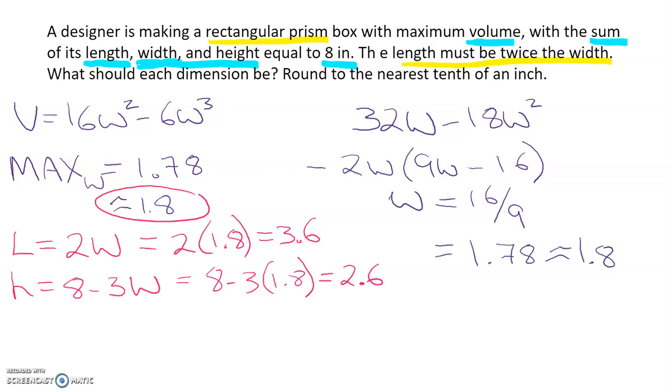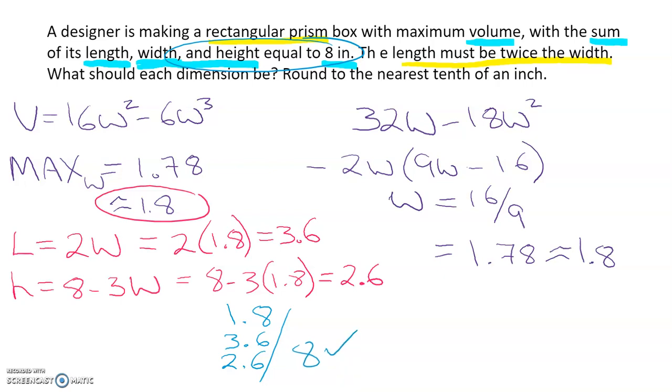Now if you want to check that, you can just substitute it in and see if they add up to 8. Now why should they add up to 8? Because originally it told you that they add up to 8. So you can add them all up, 1.8, 3.6 and 2.6. You add them all together, they do indeed equal 8, so you have the right solutions.